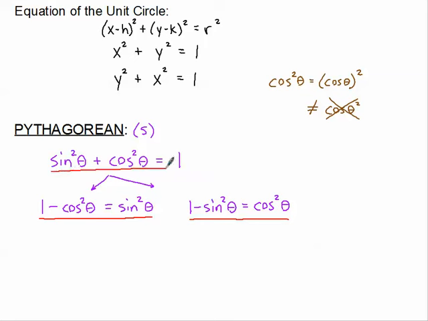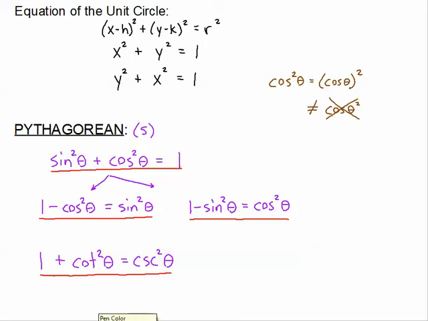So here are three of the Pythagorean identities. The other two come from taking our original equation, sine squared plus cosine squared equals 1, and dividing all three parts by sine squared, and then dividing all three parts by cosine squared. So let's imagine that we're dividing first by sine squared. If I divide sine squared by sine squared, of course I get 1, and then a plus sign. If I take cosine squared and divide by sine squared, cosine squared divided by sine squared becomes cotangent squared. And then if I take the 1 and divide by sine squared, 1 divided by sine squared becomes cosecant squared. This is another one of our Pythagorean identities.